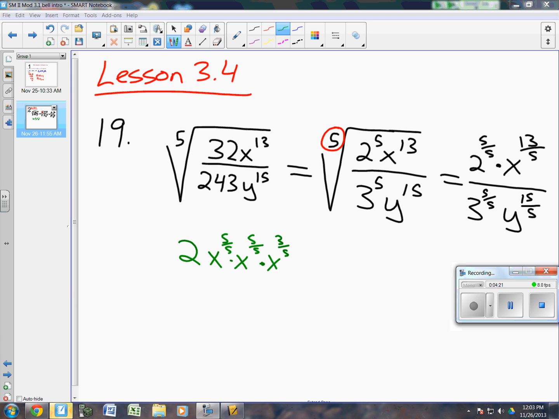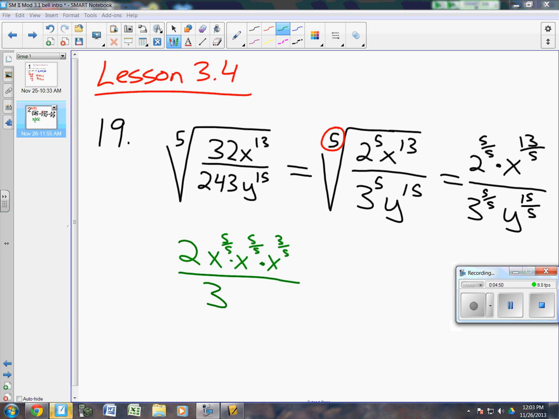Think about that. Because 5 will go into 5, and we just add the exponents. 5/5 plus 5/5 plus 3/5 makes 13/5 because we're going to add those. Because the rule is if you have x times, the base is all the same, and you're multiplying, you just add the exponents. Okay. Now on the bottom, 3 to the 5 over 5, which is just 3.